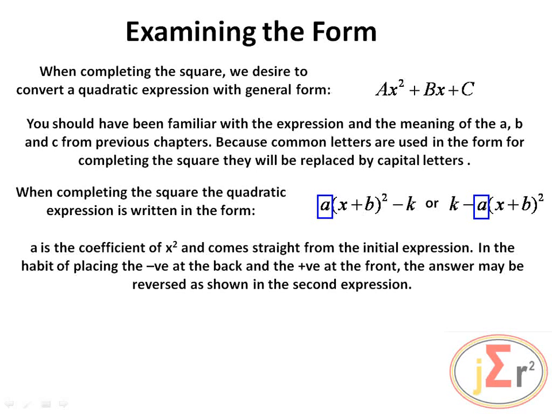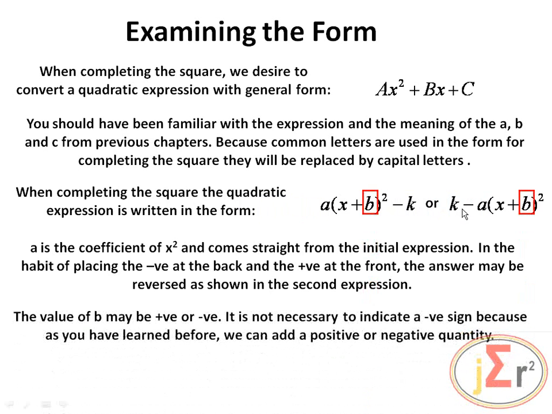A is the coefficient of x squared and comes straight from the initial expression. In the habit of placing a negative at the back and a positive at the front, the answer may be reversed as shown in the second expression here, and that is where we find that the coefficient of x squared is negative. We try to write it in this form. The value of b may be positive or negative. It is not necessary to indicate a positive sign because, as you have learned before, we can add a positive or negative quantity.